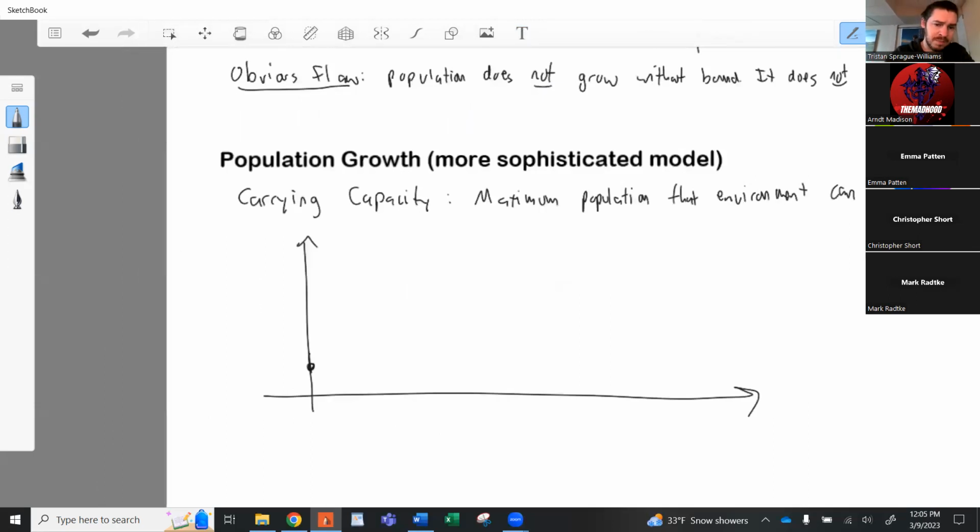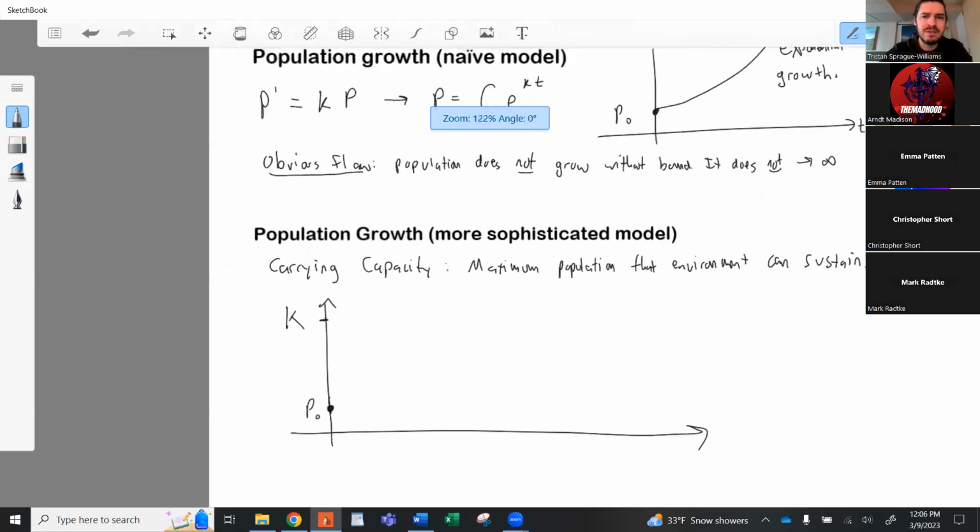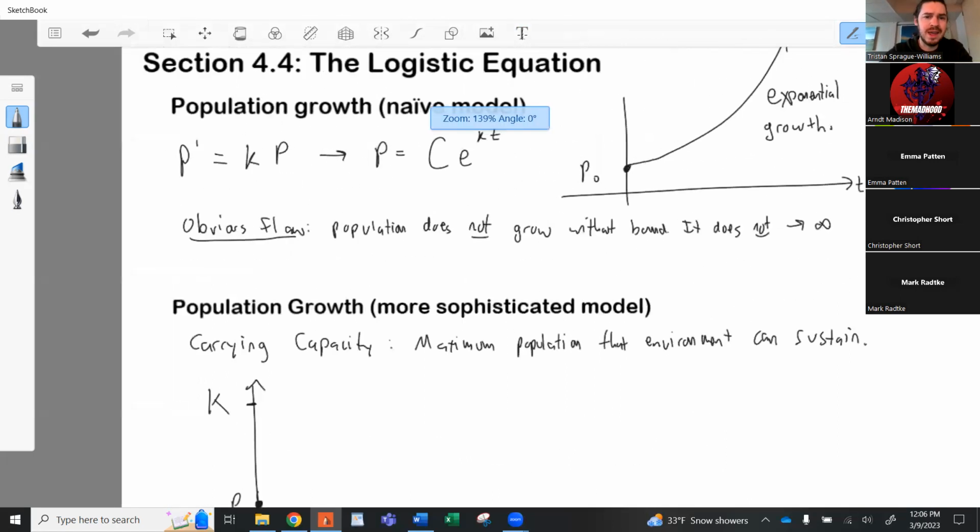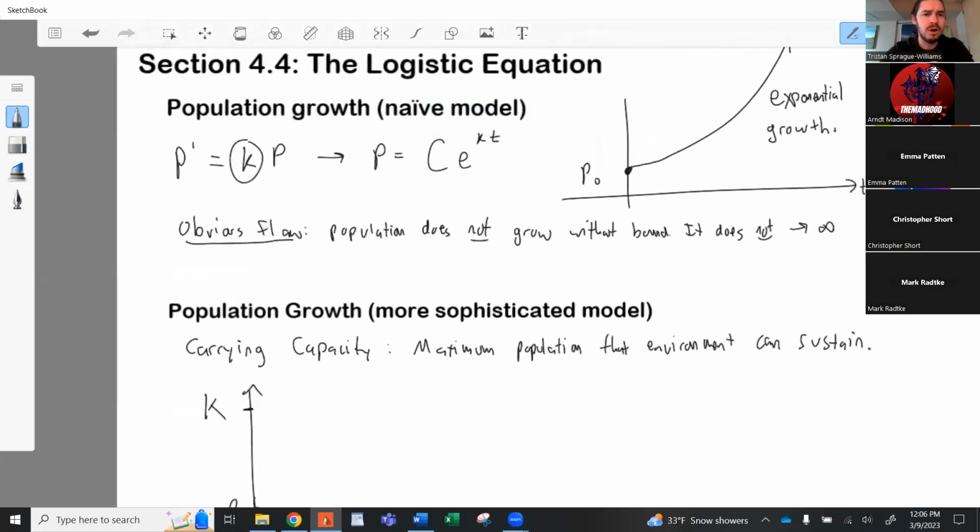You have some starting population. Here's your starting population. Maybe it's small. But then you have your carrying capacity, the maximum population. The textbook calls this capital K, which I find slightly annoying because we were using lowercase k for the constant of proportionality.